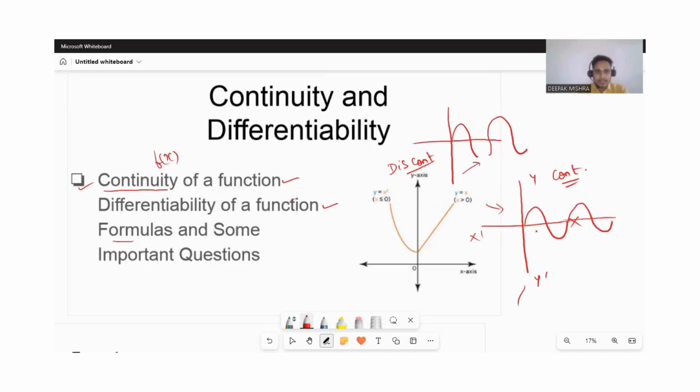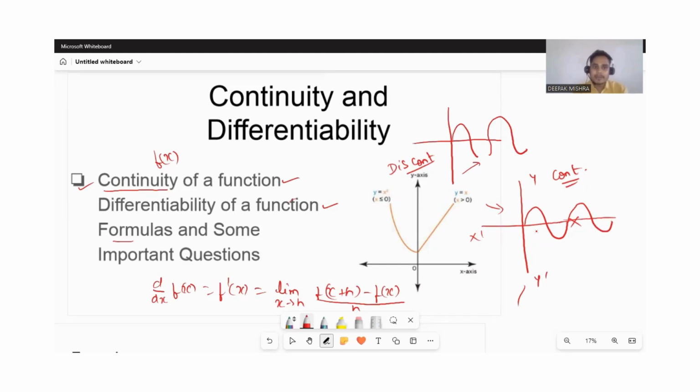Here is one important formula related to the differentiability of a function, that is dy by dx of f(x), or we can say f dash x, is equal to limit h tends to 0 of f(x plus h) minus f(x) upon h. This is the important formula which we are going to use in the questions also.